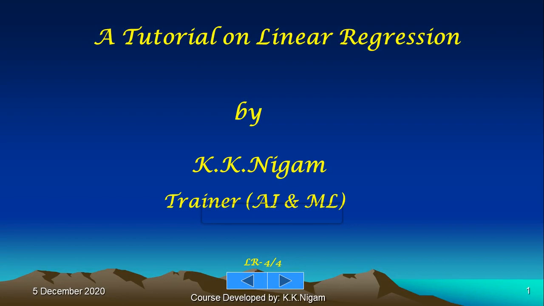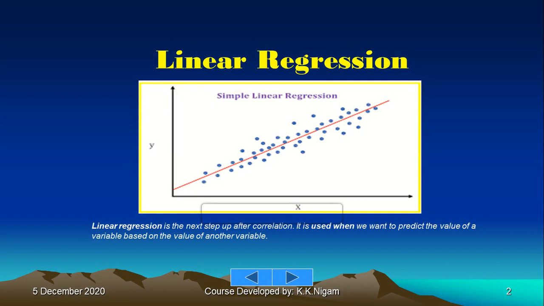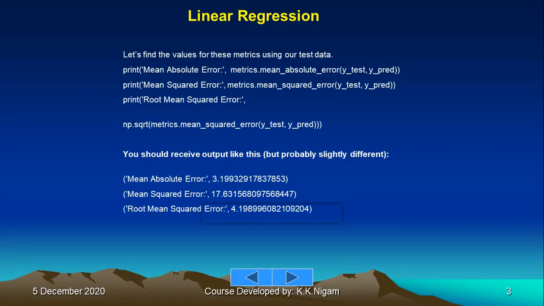So let's start with the fourth part of the linear regression. Now linear regression, as we have understood so far, is the next step after the correlation. It is used when we want to predict the values of a variable based on the value of another variable. Now we were discussing an exercise on weather.